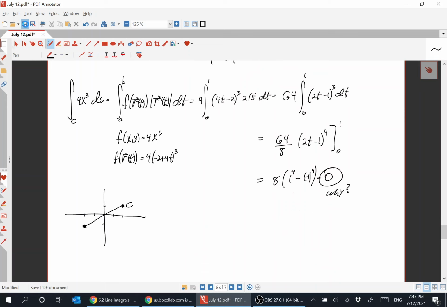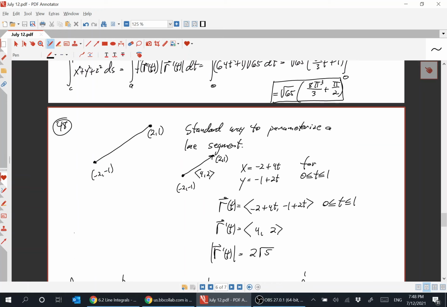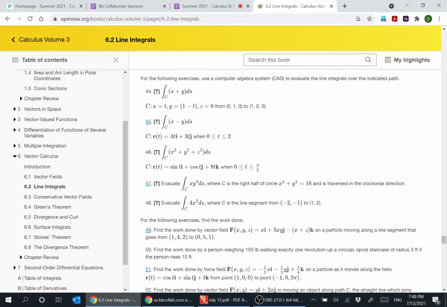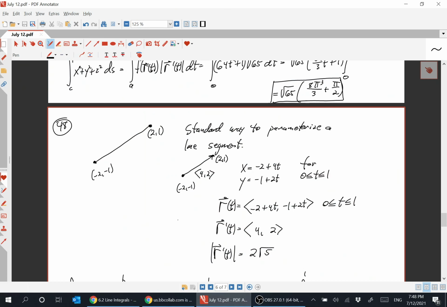Okay. So that was 46, or no, it was 48, right? 48. Was it 2, 1, or was it 1, 2? In my notes, I have something different. 1, 2, excuse me, not 2, 1. It's 1, 2. Yes. Let's redo it. It's supposed to be 1, 2.